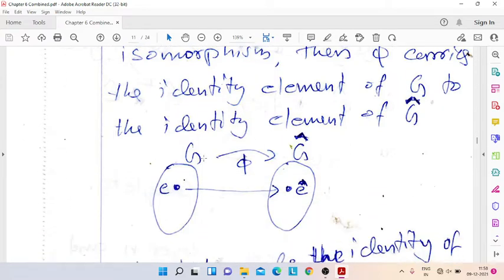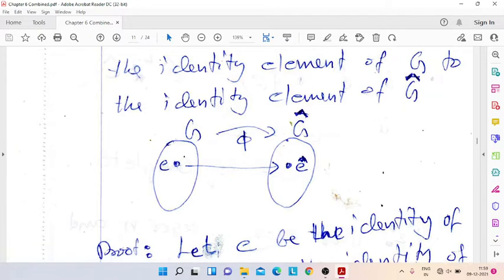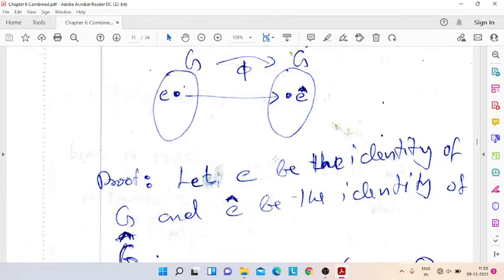See the figure, it is described here in the figure. The groups G and G cap. Phi is an isomorphism from G to G cap. And then the identity E, here E is the identity of the first group. E cap is the identity of the second group. Then the function phi must map E to E cap. How can we prove this?